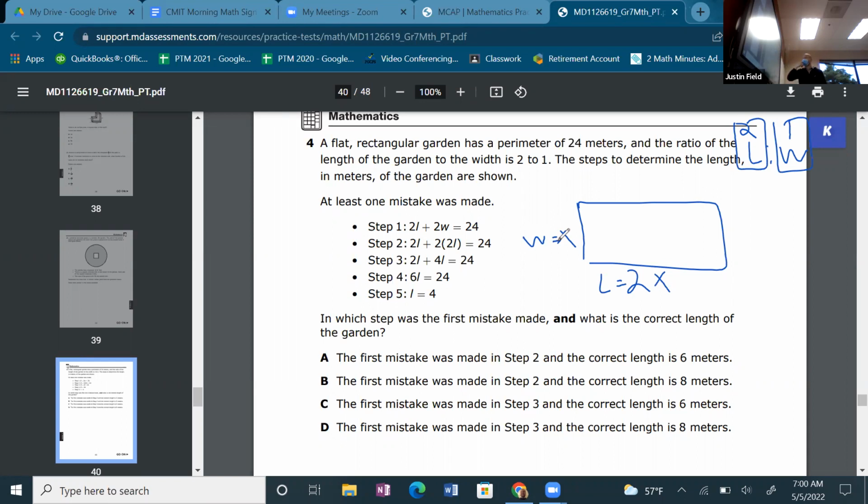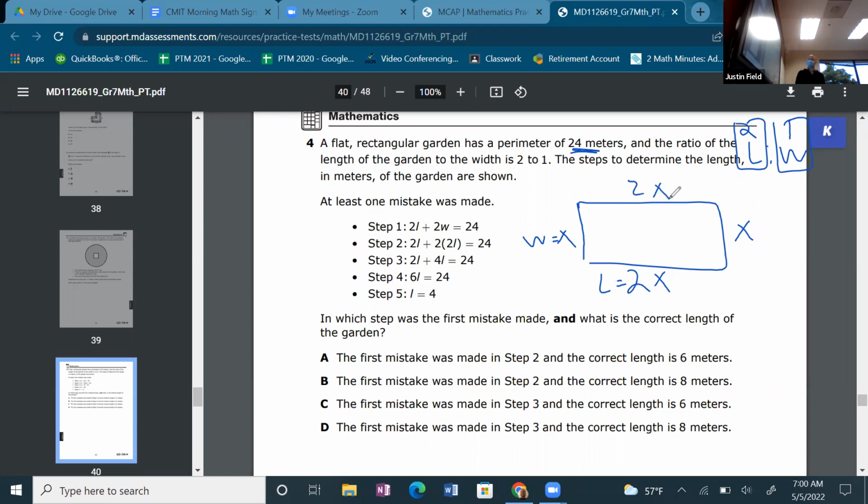All right, so in what step was the first mistake made? The perimeter is 24. If this is x over here, what is this over here? We don't have to call it y because we know it's the same as that. So you only introduce a new variable if you have to. So let's try again. What's this up here? x. What's it down here? It's 2x. It's all right.